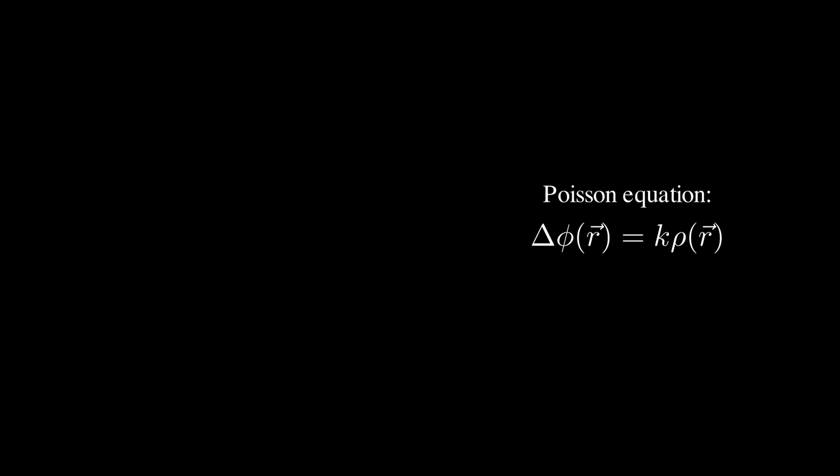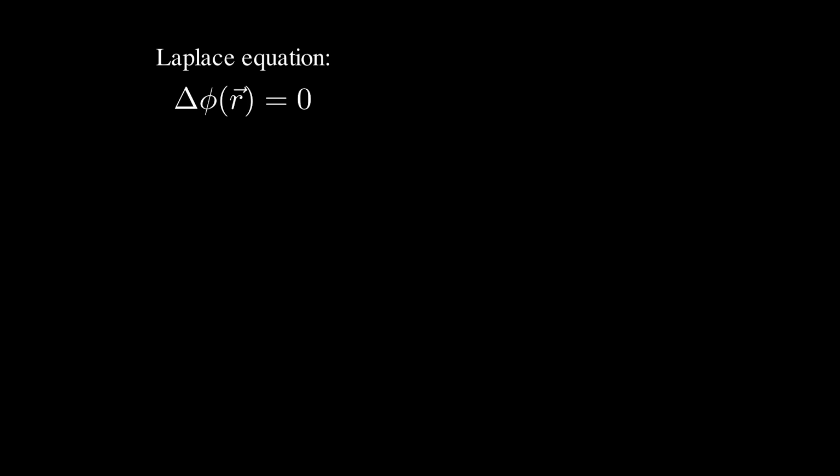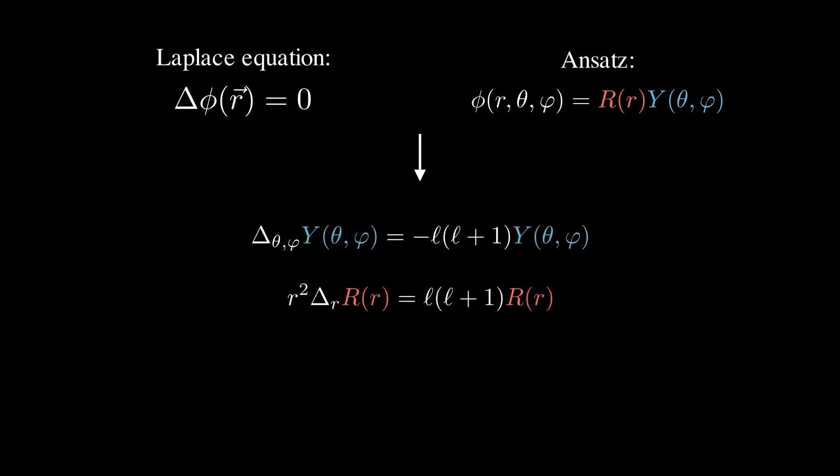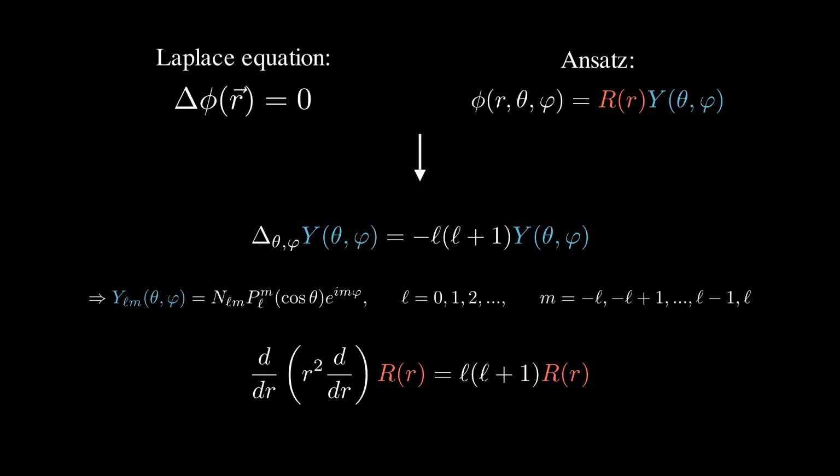Most of the time, we are interested in the field outside of the actual matter or charge distribution, so in locations where ρ equals 0. Then the Poisson equation reduces to the familiar Laplace equation. We have already figured out one part of the solution to this equation in spherical coordinates, namely the spherical harmonics, which describe the angular part of the solution. We now only have to solve the radial part to obtain the complete solution.